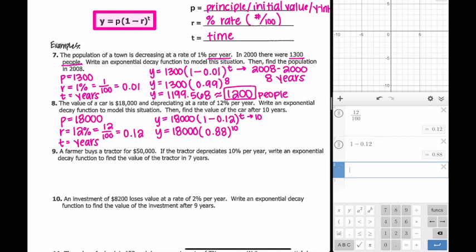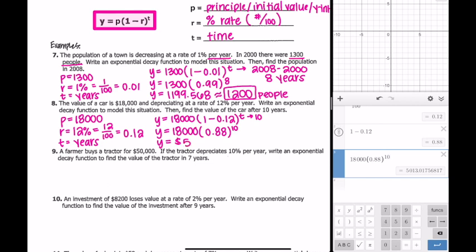All right, so now to type this in and find how much this car is worth after 10 years: 18,000 times 0.88 raised to the power 10. That's $5,013 and 0.17 would be 0.2, so 2 cents. All right, so we're rounding to 2 decimal places. So that's $5,013 and 2 cents, because the 0.17, the 7's going to bump the 1 up to a 2.